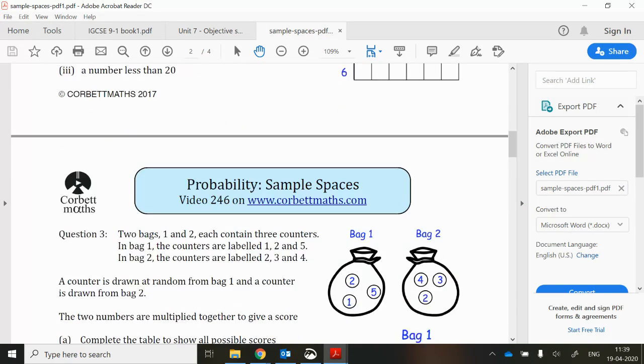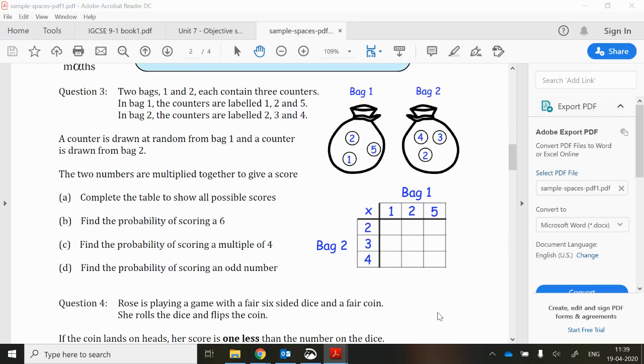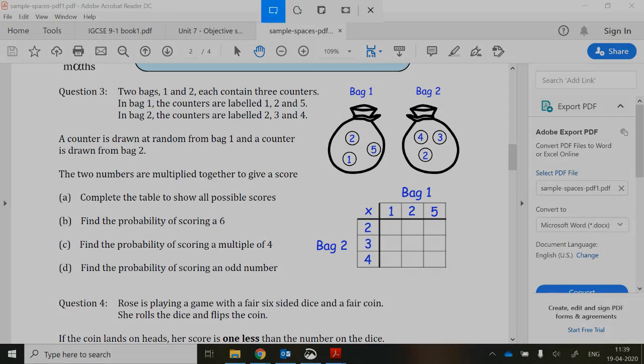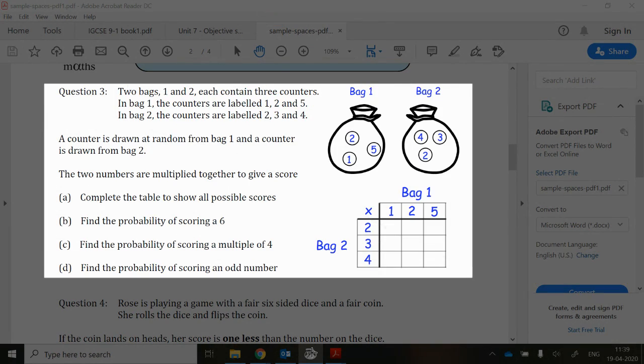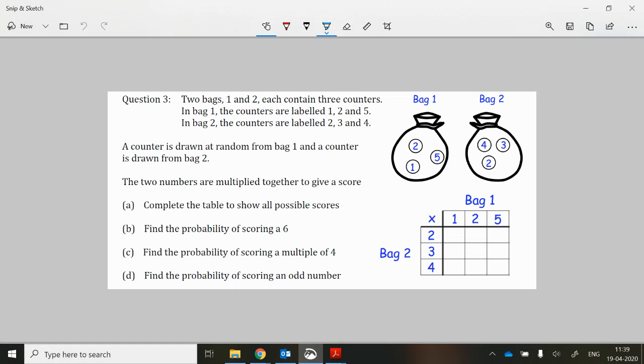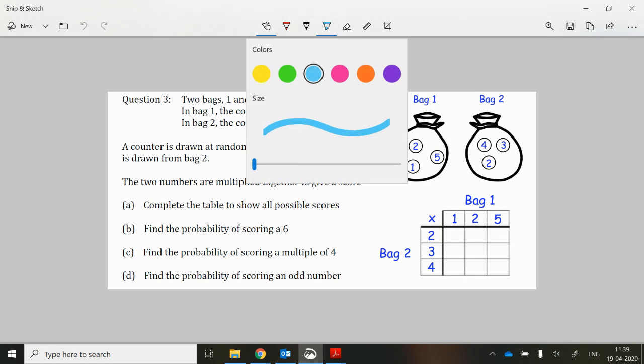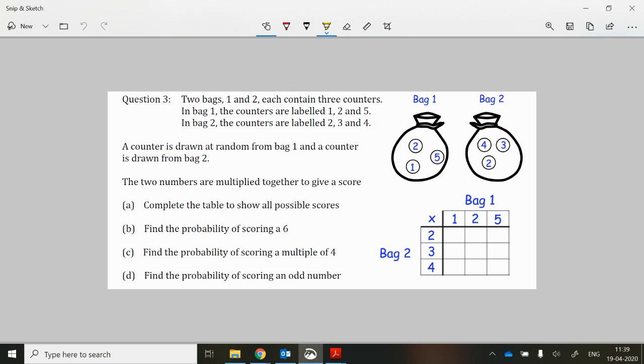Okay, right, let's go on to the next one. Question 3. Question 3, we've got 2 bags here, so it's a bit different. So it says, let's change color. There's 2 bags, 1 and 2. Each contain 3 counters. In bag 1, the counters are labeled 1, 2, and 5. In bag 2, the counters are labeled 2, 3, and 4. Okay, so that's just what's going on in here.